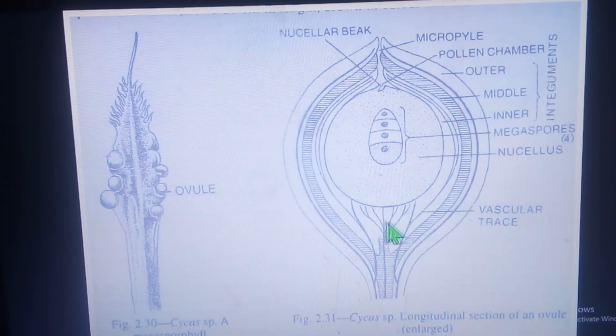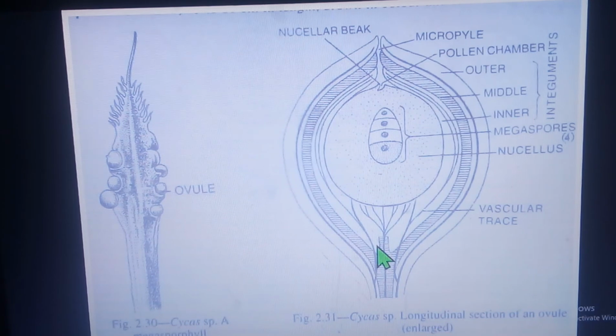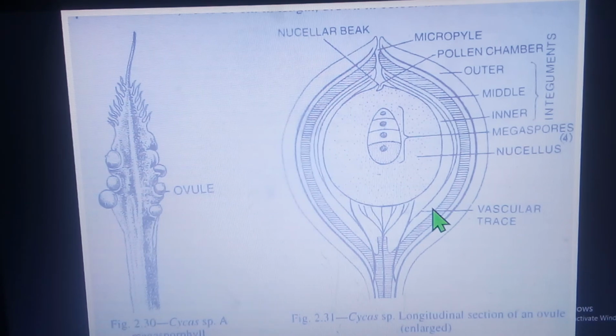Now the second strand, also consisting of many vascular bundles, traverses the inner fleshy layer on both sides. You can see these are the vascular bundles which enter up to the inner fleshy layer. Also, one thing you have to remember is that all the vascular bundles in the Cycas species have a mesarch xylem.